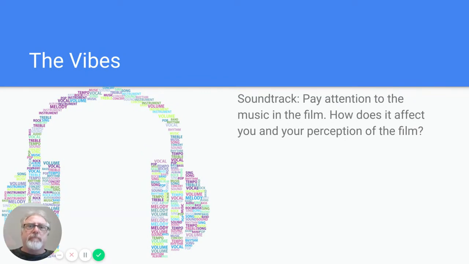The vibes. Music plays an important role, a very important role. The soundtrack plays an incredibly important role in your film. And if you want to test how important the soundtrack is, turn off the sound and watch the film with no sound and just read the text from the dialogue.